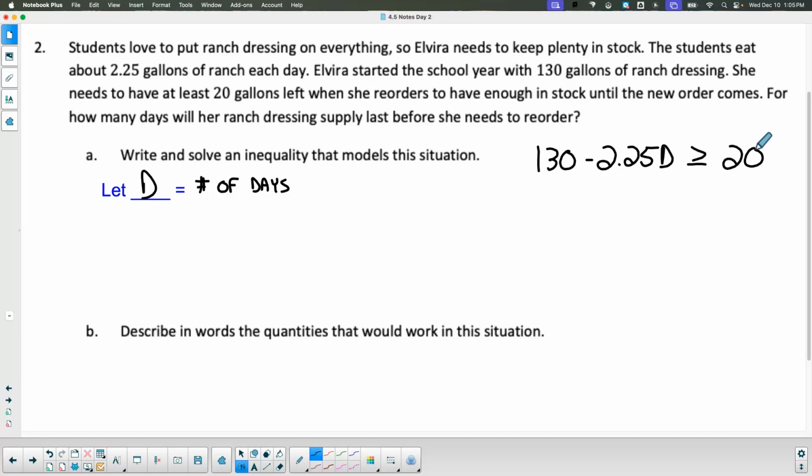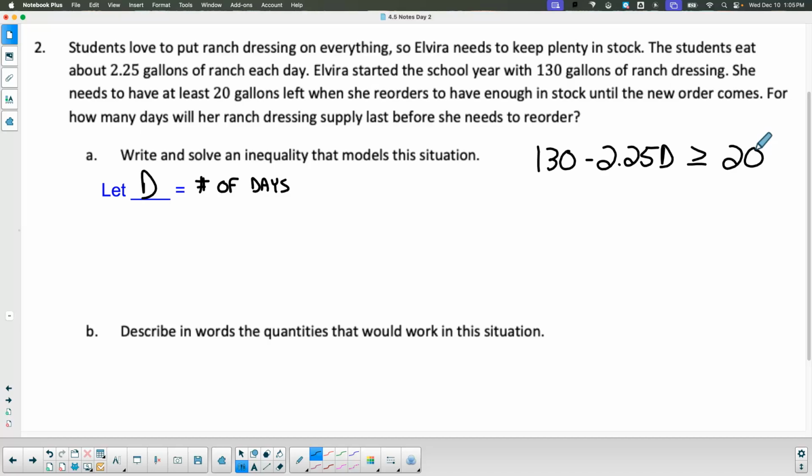20 gallons left at least, and so we want the amount of gallons that we have in stock. That would be the left side, right? We want that to be greater than or equal to 20. Yep. Love it. So there is our inequality. Now we got to solve it.